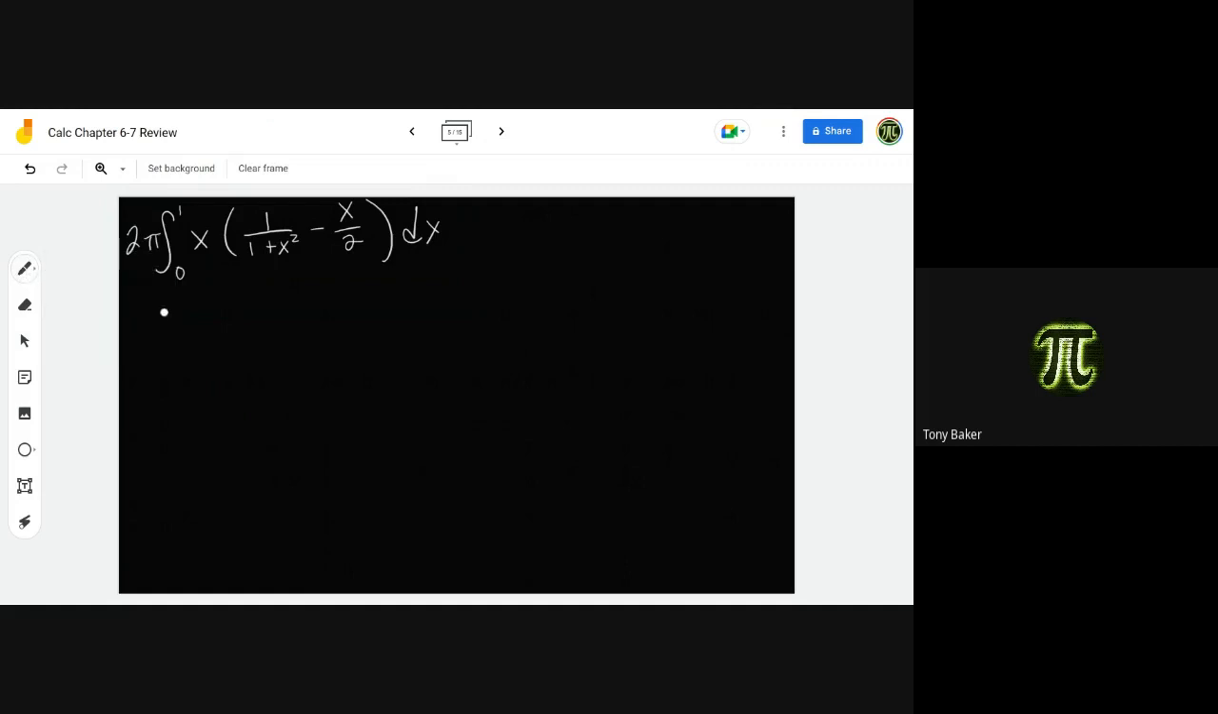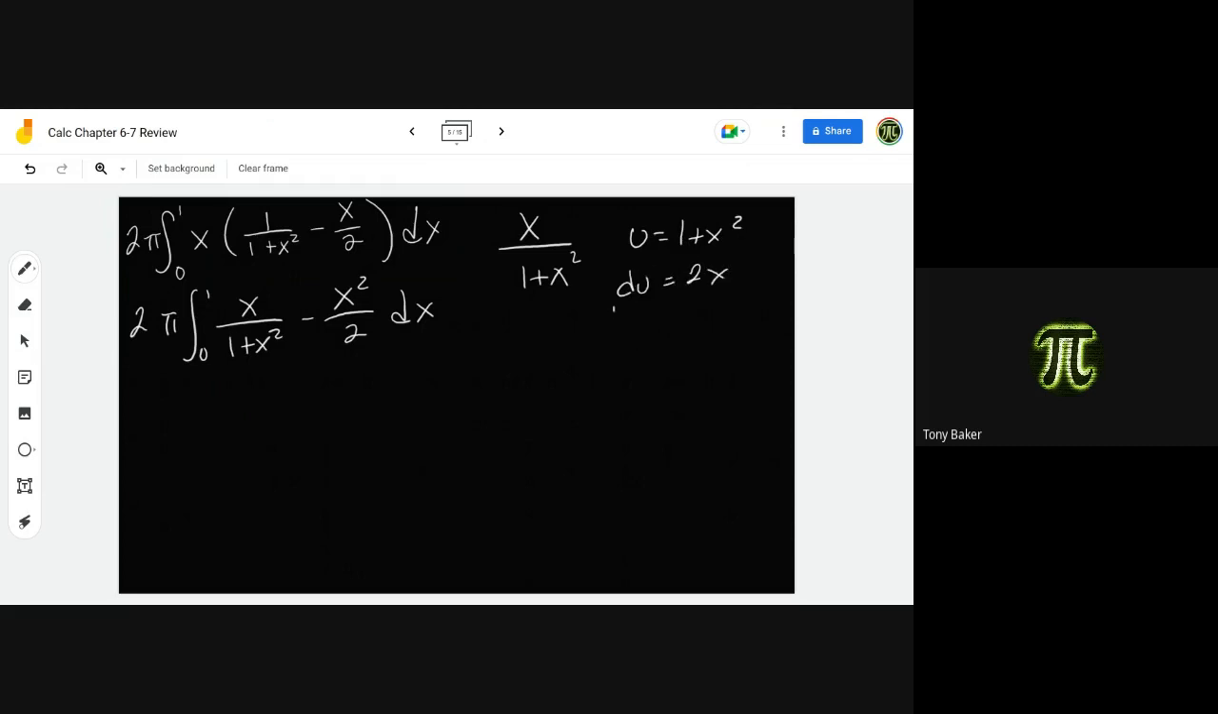All right, so let's distribute the x through. So I've got x over 1 plus x squared minus x squared over 2. Now, if we look at the x over 1 plus x squared, this is where that u substitution comes in really nicely. So if we set u equal to 1 plus x squared, du is 2x. So we have 1 over u, 1/2. What's the integral of 1 over u?